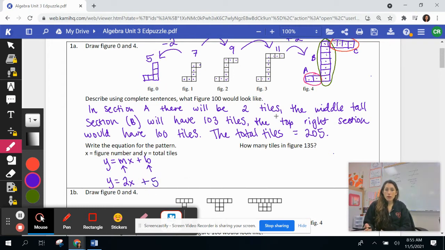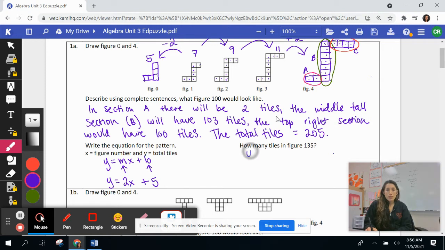That can also be a way to help you check, like, oh, did I figure out the total number of tiles in figure 100 correctly? And if we do 2 times 100, that's 200. If we add 5 to it, we get 205. And that's what we can do to figure out how many tiles there would be in figure 135.